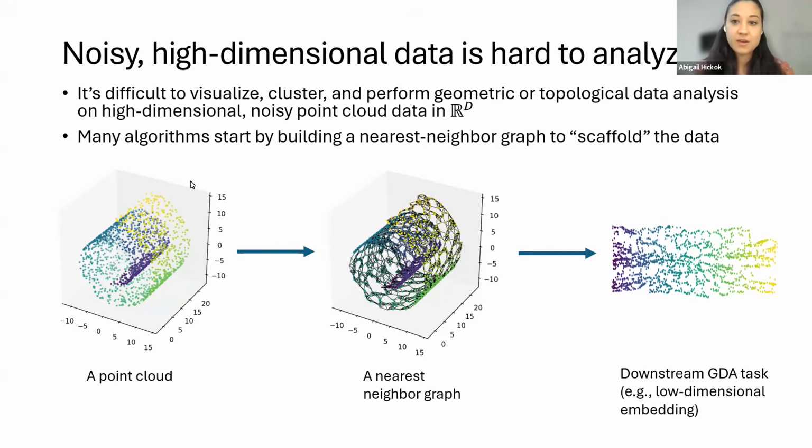The approach that many algorithms take as a starting point is to build a nearest neighbor graph that sort of scaffolds your data. So we start with a point cloud, we connect every point to each of its, say, k nearest neighbors or neighbors within some epsilon ball. And we use the information in this nearest neighbor graph to do lots of downstream geometric things.